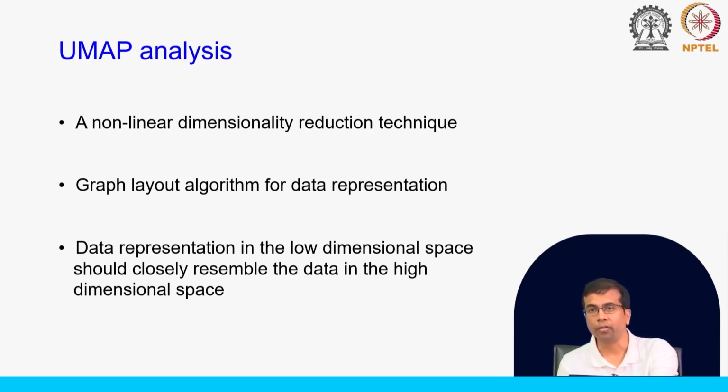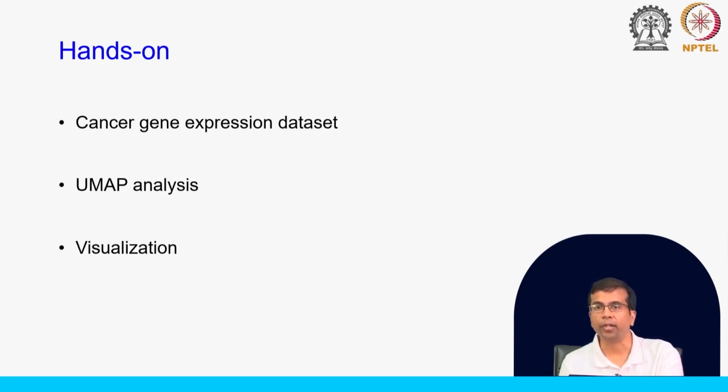We will move on to the hands on, and we will use the cancer gene expression data set that we utilized for the first principal component analysis. We will use that data set for UMAP analysis, and again we will do some visualization, and you will see the difference now, right, when you do the visualization here and see what kind of output we are getting from UMAP. Then you can go back to the principal component analysis on the same data set and compare how UMAP differs from principal component analysis.